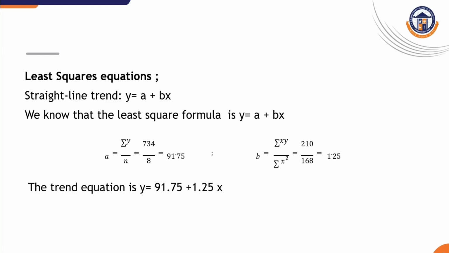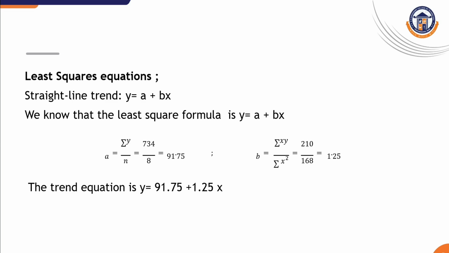The b value calculation formula is the summation of xy divided by the sum of x square. The sum of xy is 210 and the sum of x square is 168. So dividing these two numbers, we get the b value 1.25. Substituting these two values into our straight line trend equation y equal to a plus bx, the a value is 91.75 and the b value is 1.25 into x. This is our trend equation.